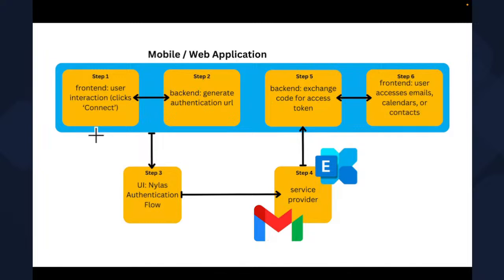So step 1 here is on the front end, there's some user interaction. The user clicks the connect button, so they want to connect their account. And then the next step, which we're going to look at a code sample for, is we have to generate a URL to send them to so they can actually go through the Nylas authentication flow.